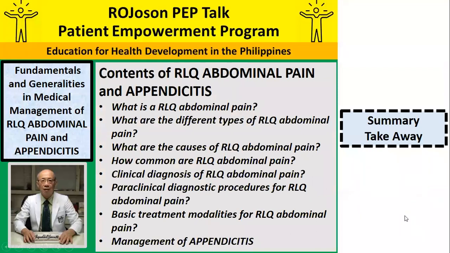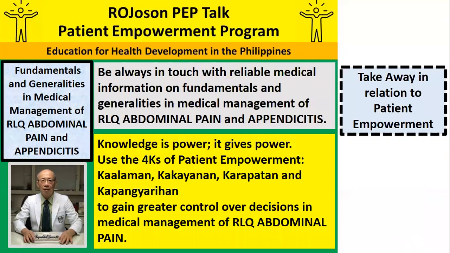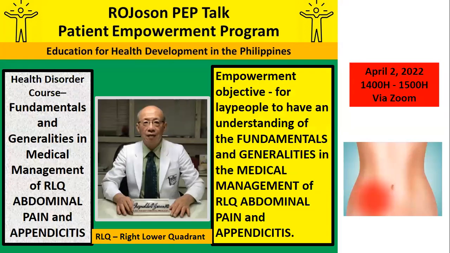So, summary and takeaway: I have discussed the following topics in the right lower quadrant abdominal pain and acute appendicitis. Takeaway in relation to patient empowerment: be always in touch with reliable medical information on fundamentals and generalities in medical management of right lower quadrant abdominal pain and appendicitis. Knowledge is power, it gives power. Use the 4 Ks of patient empowerment: kaalaman, kakayanan, karapatan, and kapangyarihan, to gain greater control over decisions in the medical management of right lower quadrant abdominal pain and appendicitis. So with that, I end my pep talk. I hope I have empowered you to have a better understanding of the fundamentals and generalities in the medical management of right lower quadrant abdominal pain and appendicitis.